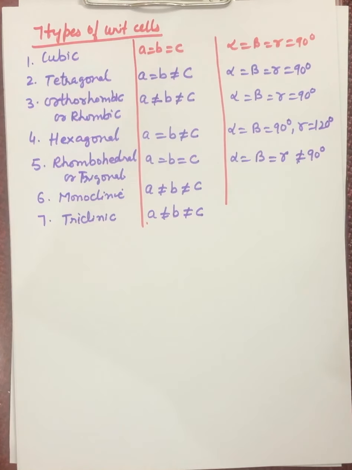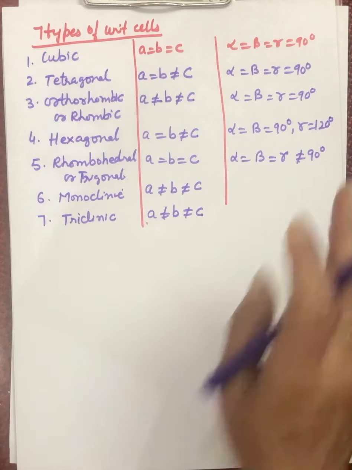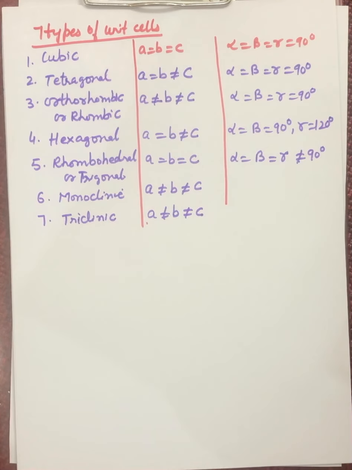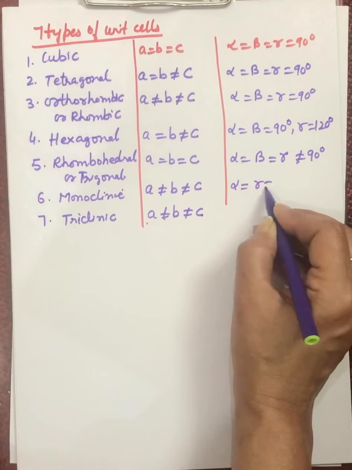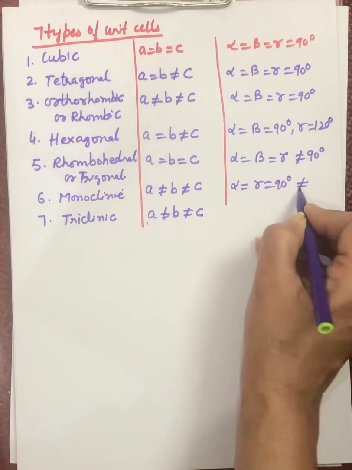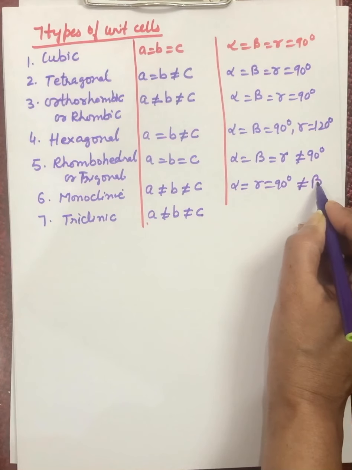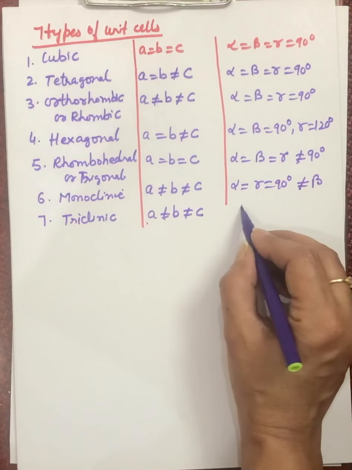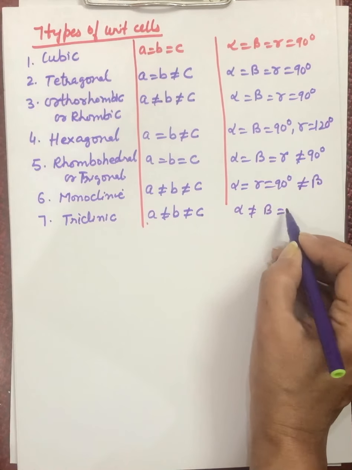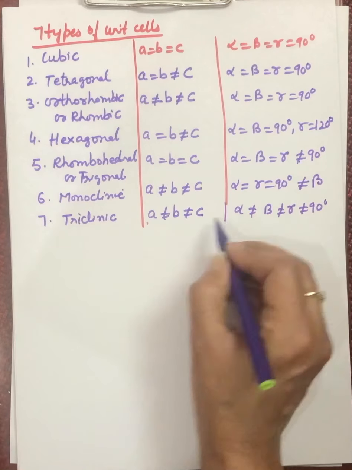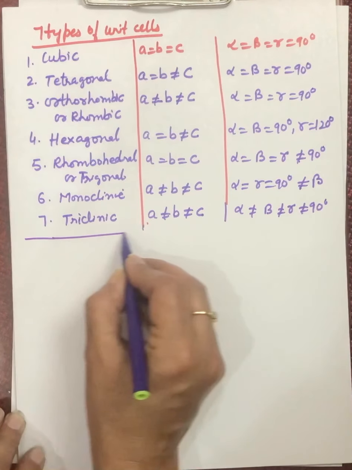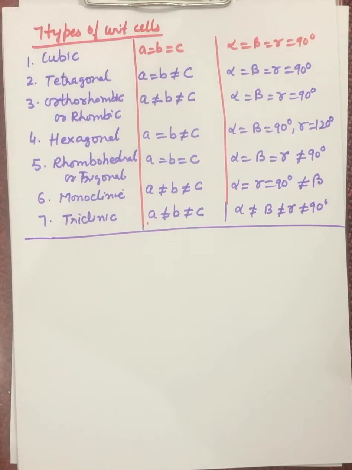They are equal but not equal to 90 degree. They are equal all the angles but not equal to 90 degree. In monoclinic, alpha is equal to gamma, equal to 90 degree but not equal to beta. In triclinic, all the 3 angles are not equal and not equal to 90 degree. So based on these parameters, axial lengths and axial angles, we have 7 type of unit cells.